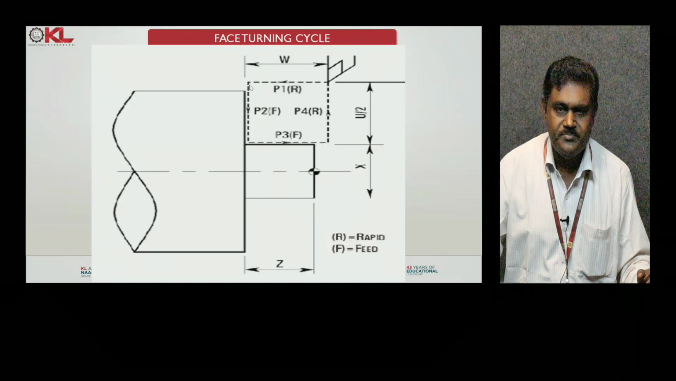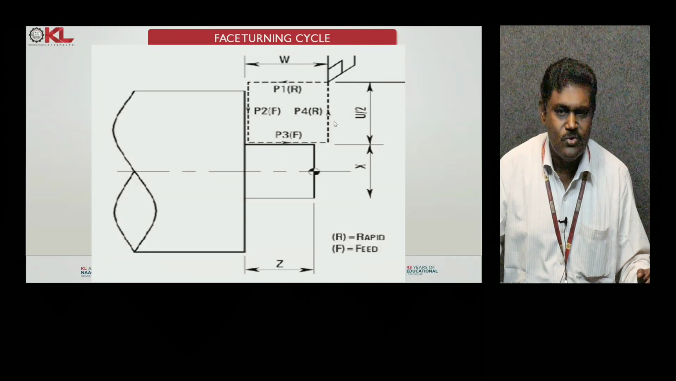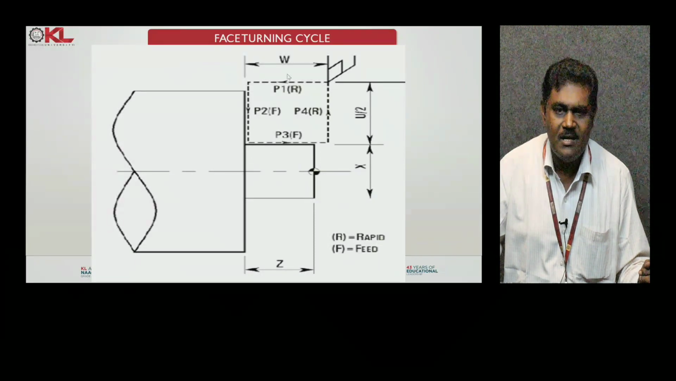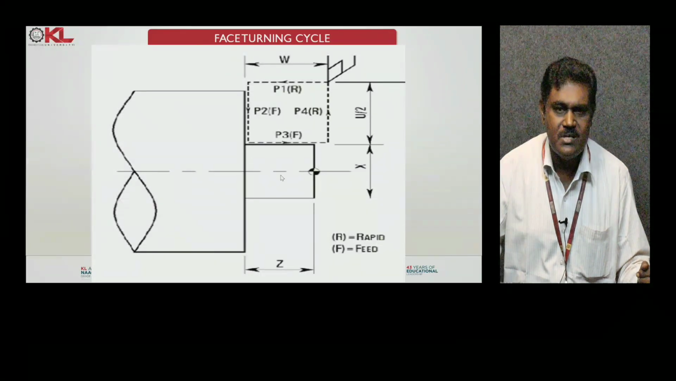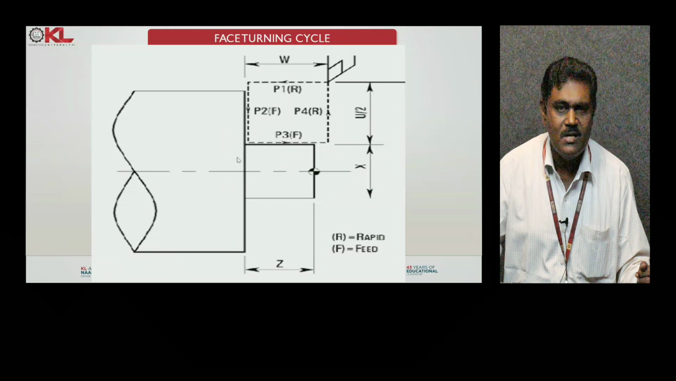Now, let us see the diagram, how the tool is moving. It looks like a plane turning cycle, but here the length dimension is shorter than the diametral dimension. That is why you can use the phase cycle. Here the length value is very small compared to the diametral value, so you can use the phase turning cycle.